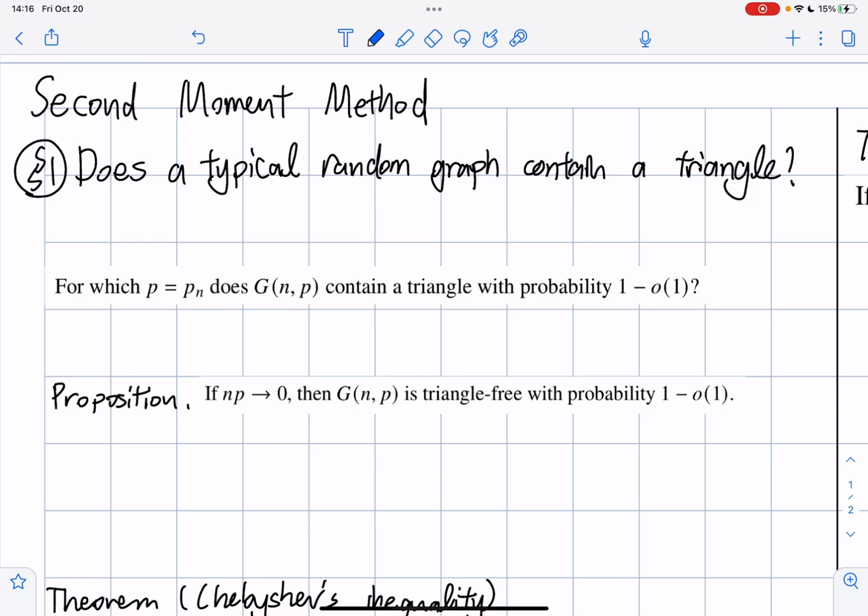Hi everyone, this is Hongkai, and today we're going to continue talking about the probabilistic method in combinatorics. For this chapter, we're going to talk about the second moment method. And for the first section, we're going to talk about: does a typical random graph contain a triangle?